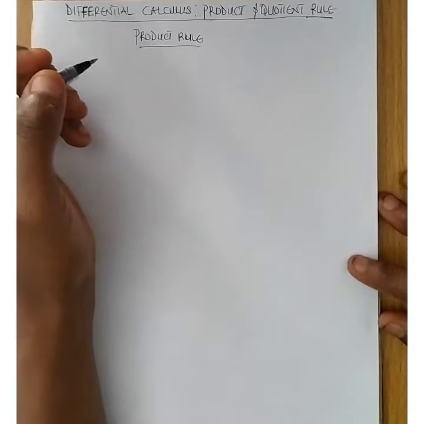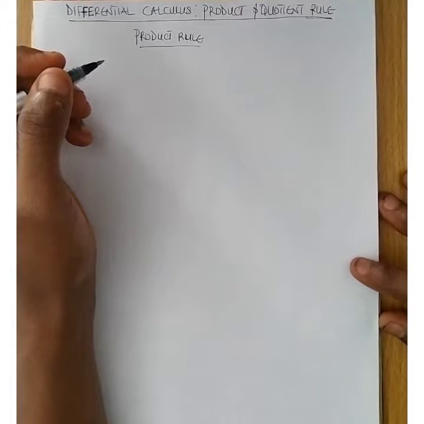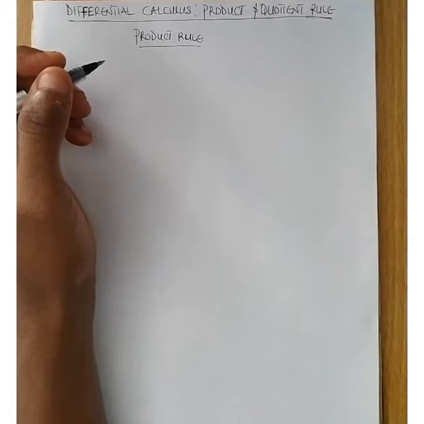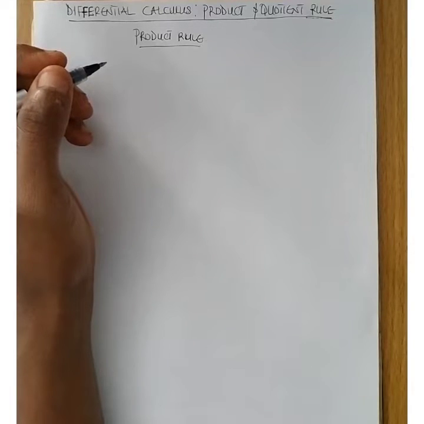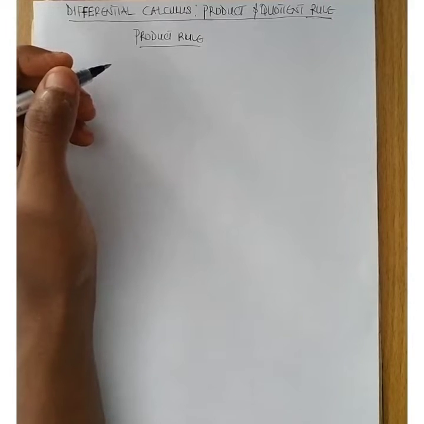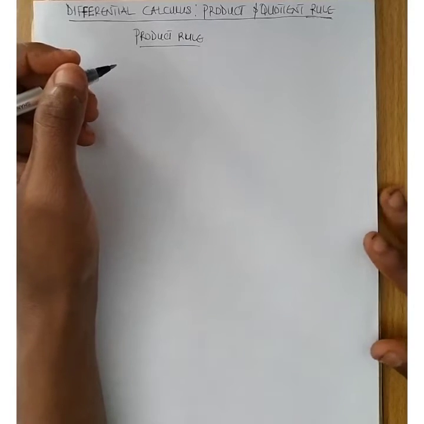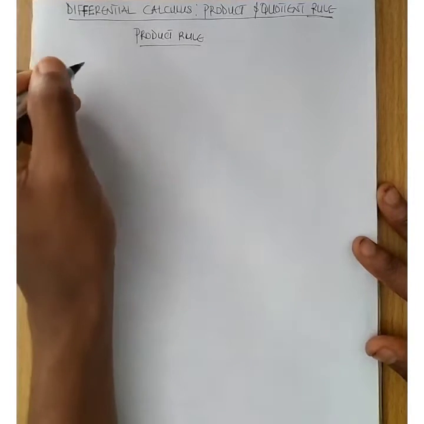Now, product rule says that the derivative of the product of two functions is equal to the sum of the derivative of the first function, the product of the first function by the second function, and the product of the second function by the first function. We are going to explain that. This is what it says.